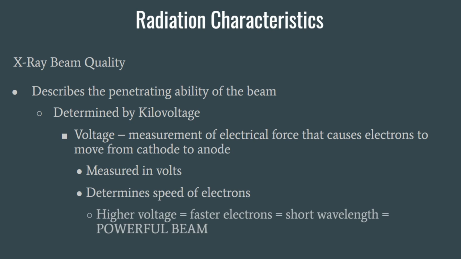So it's going to determine the speed of the electrons. And we can remember that a higher voltage determines the speed of the electrons. So a higher voltage is going to have faster electrons, a short wavelength, and a powerful beam. And for measurement purposes, 1 kilovolt equals 1,000 volts.